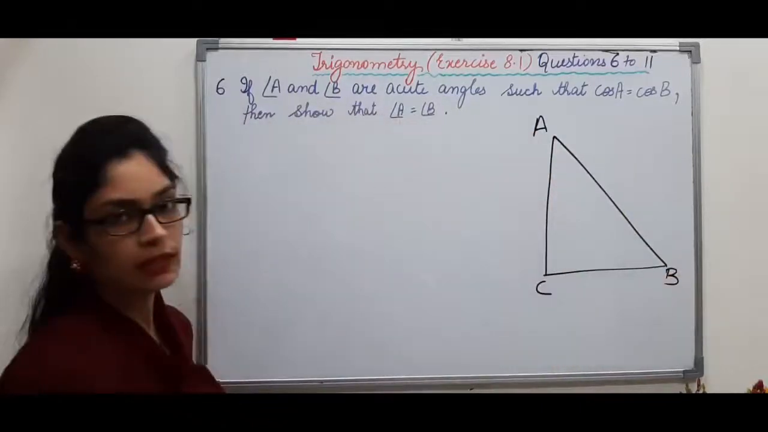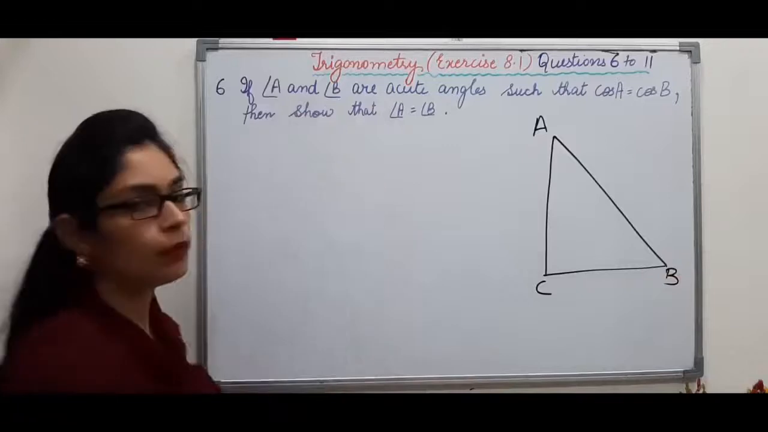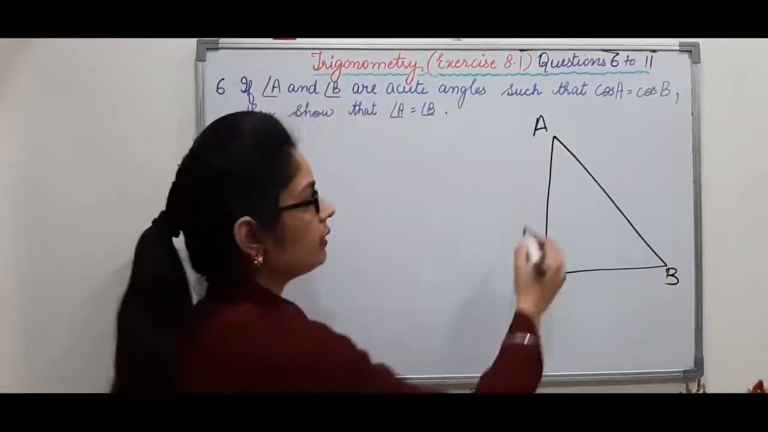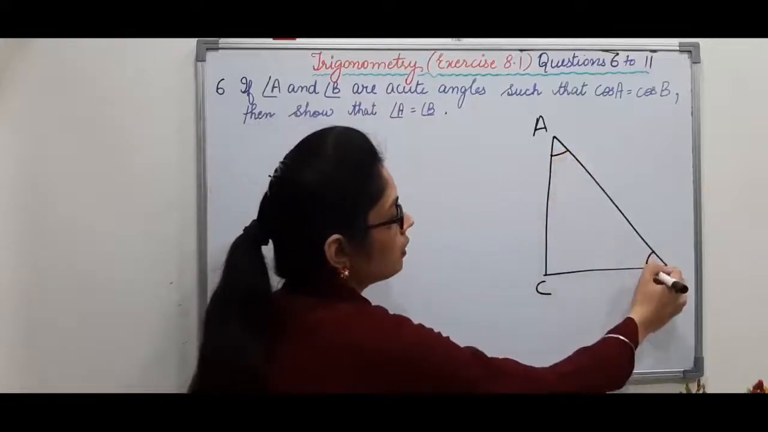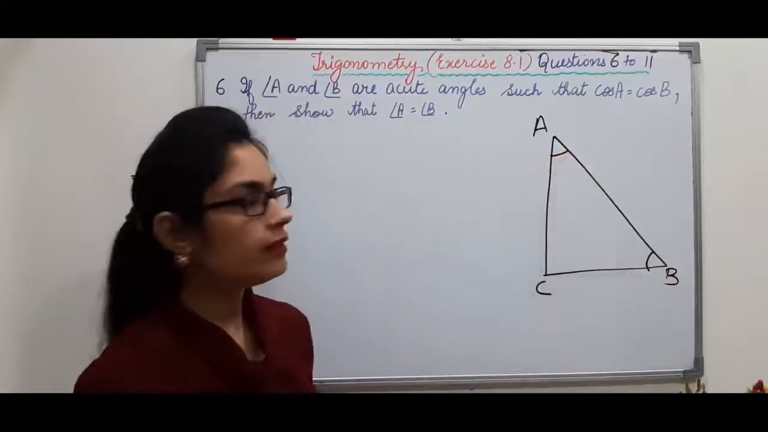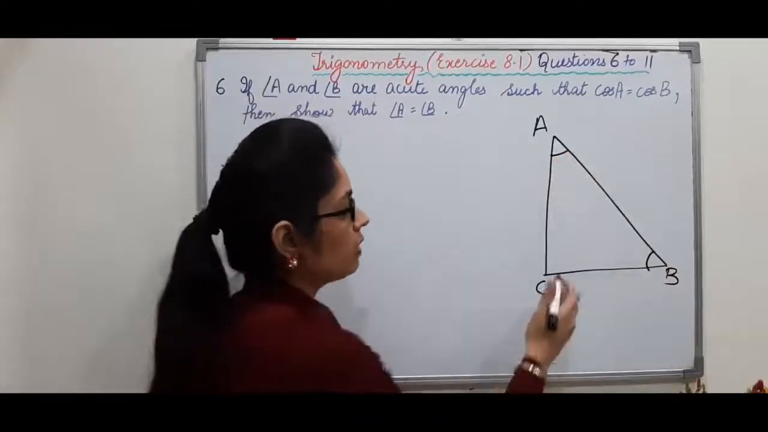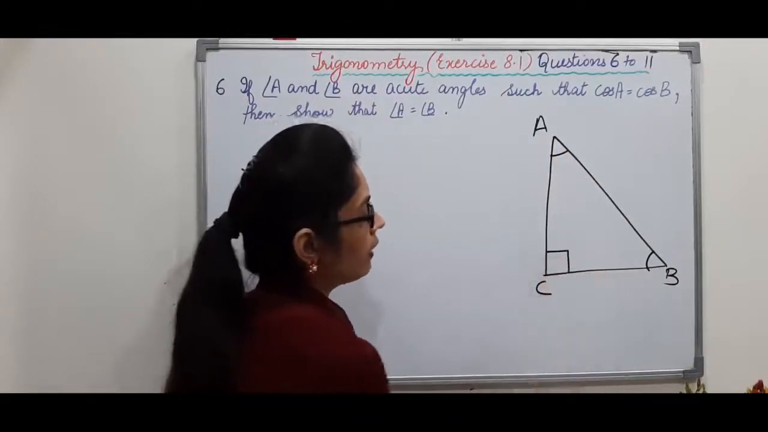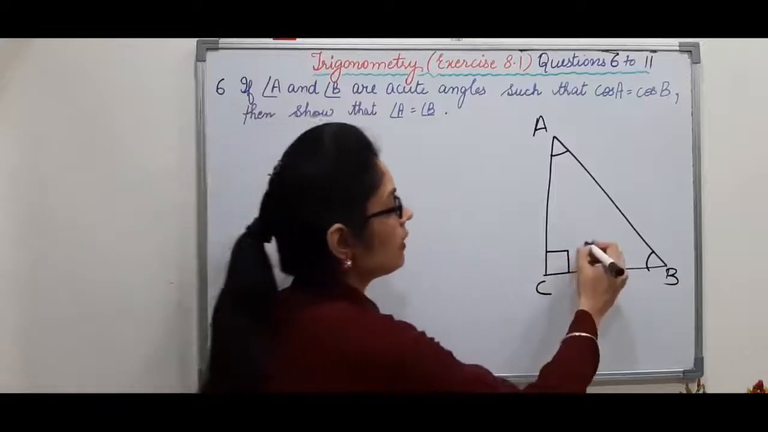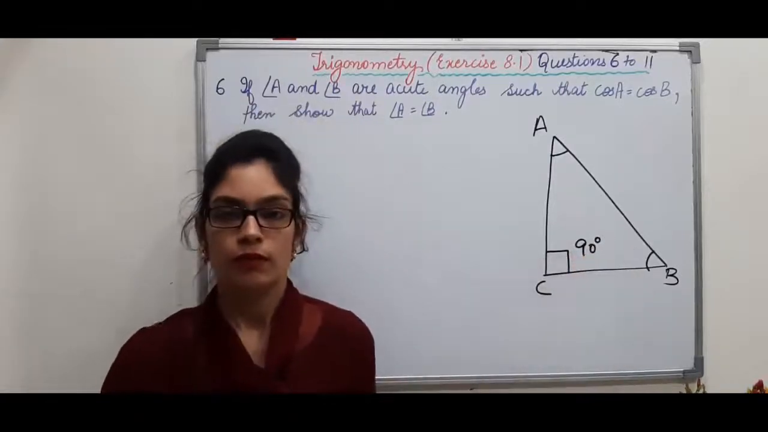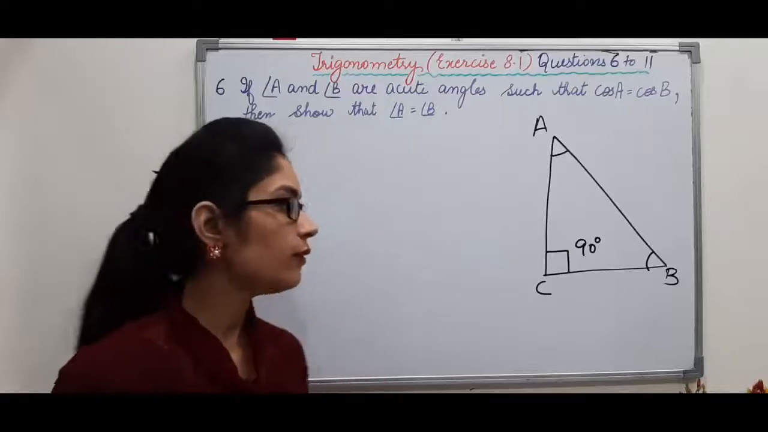So they have mentioned A and B are acute angles. Acute means angles which are smaller than 90 degrees. So these two angles are smaller than 90 degrees. So that's why I have taken this as angle A and this as angle B. Since it is a right angled triangle, angle C is 90 degrees. And I have already explained in trigonometry, we are only dealing with right angled triangles.